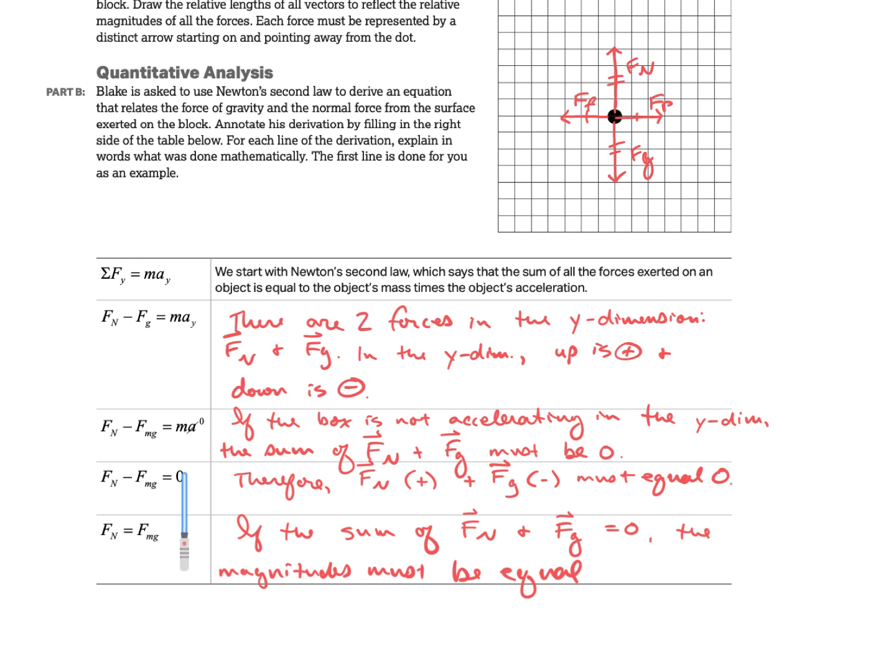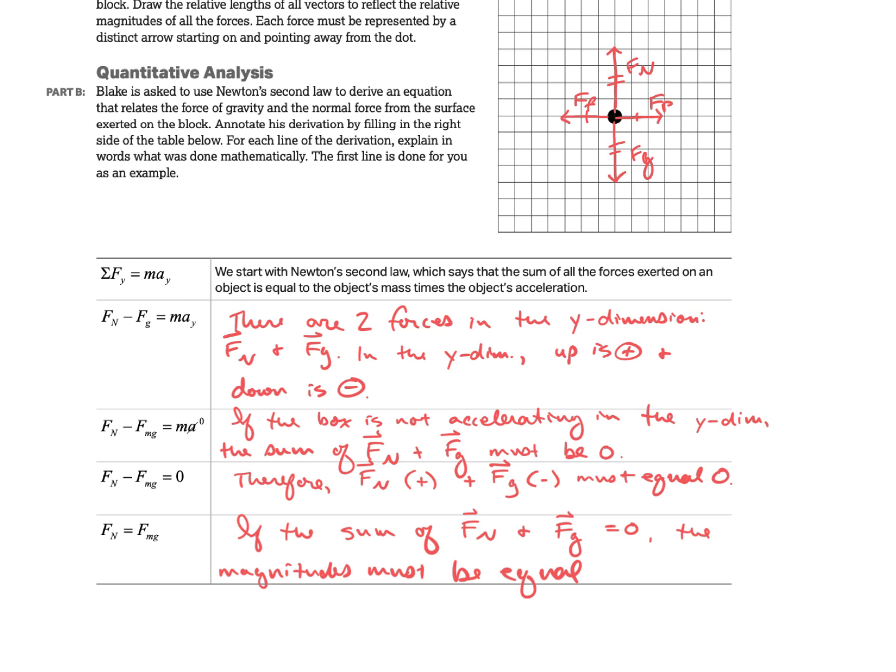The next set of questions is a sample of how they would ask a free response question. We'll look at the question here. He is asked to derive an equation that relates the force of gravity and the normal force from the surface exerted on the block. So you're trying to derive an equation between these two things. This is the goal. Try to get these two as the things left over in the equation. And so they show you the steps necessary, but then they ask you to explain what's done.